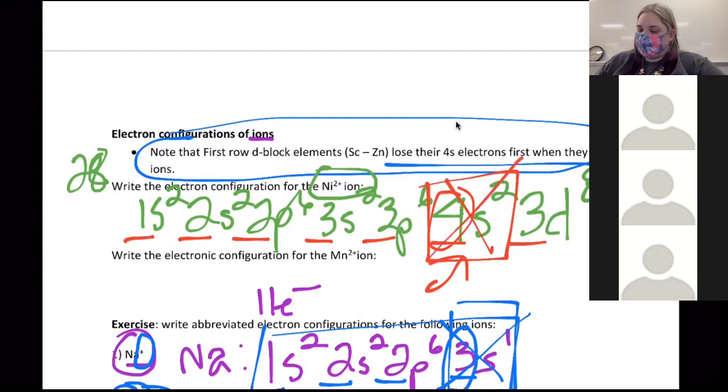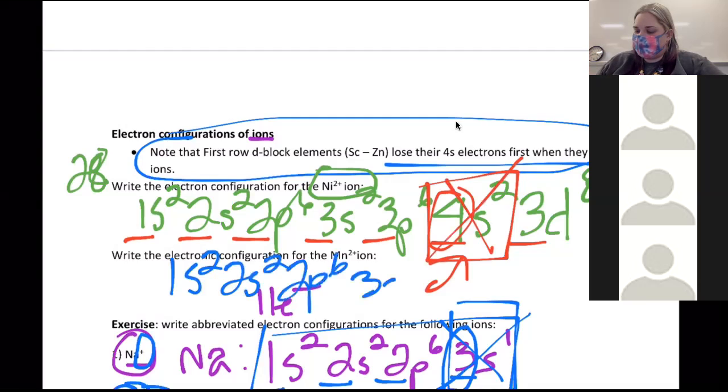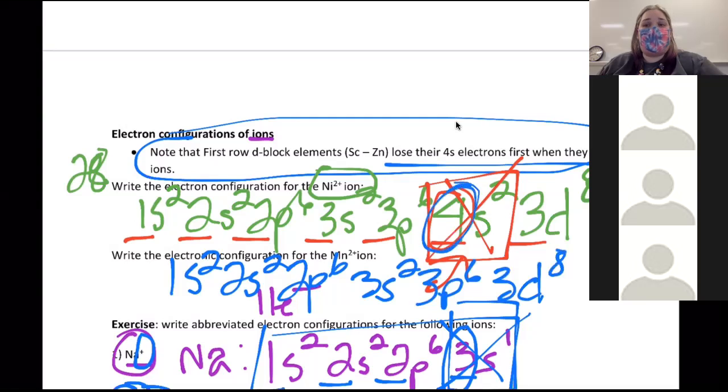So if I rewrote it for the ion, it would be 1s2, 2s2, 2p6, 3s2, 3p6. The 4s would go away, and then it would just have the 3d8. That goes back to the fact that you have to look at these numbers that represent the energy levels, because they always lose the highest energy level where the valence electrons are. And you have another one that you can practice on here for manganese, but it's the same concept. It's going to lose the ones in the 4s, and then the 3d electrons will still be in the configuration.